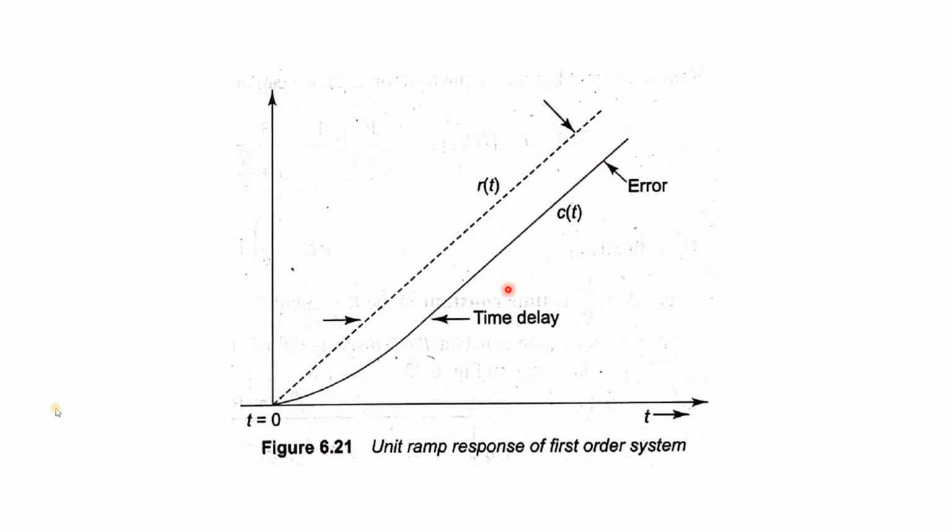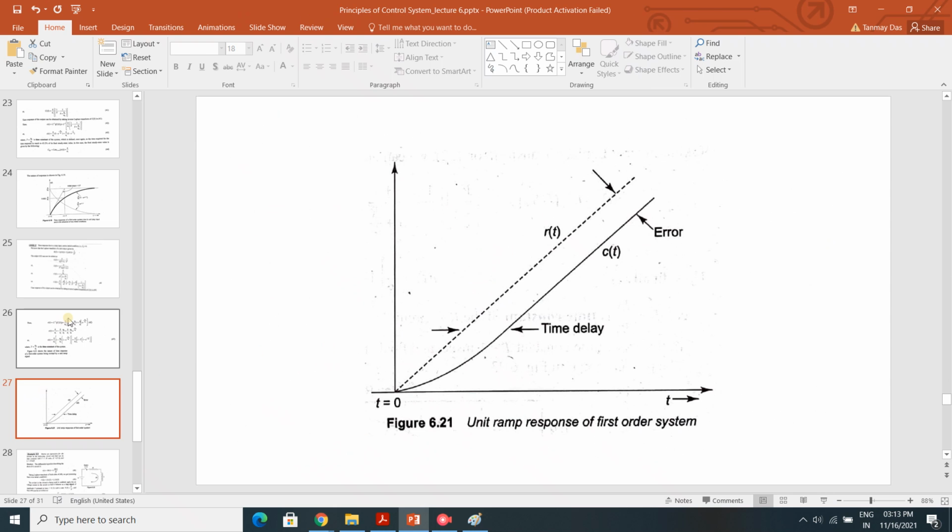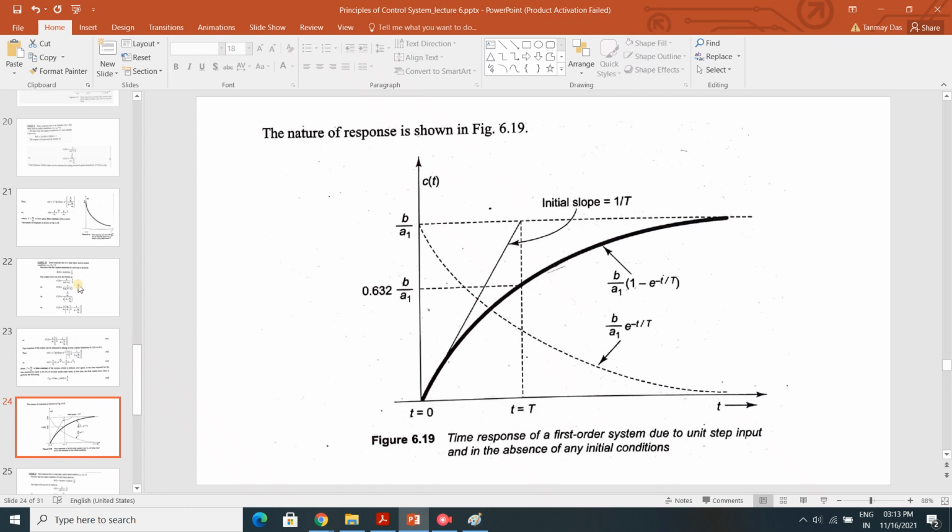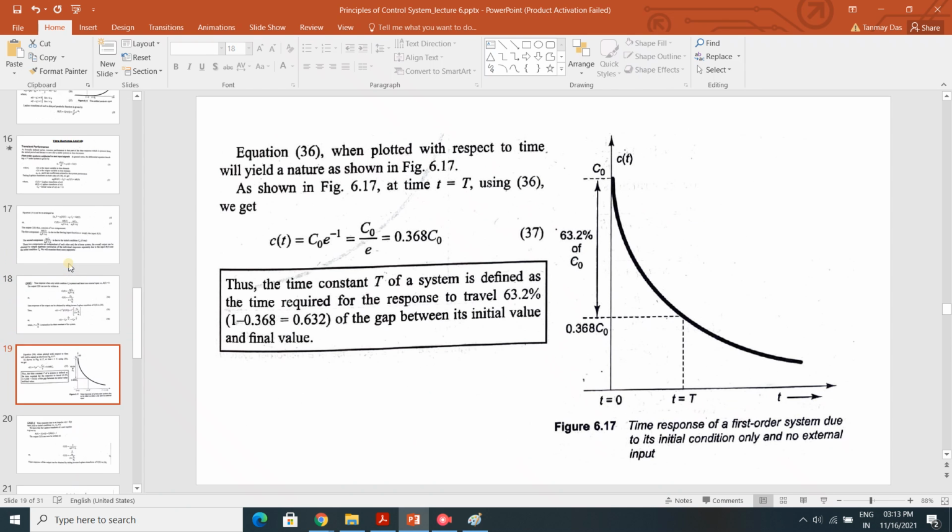And the last one, if it is a ramp signal, then it will be 1 by s square, then accordingly you will get a response like this. There is some numerical, so I will discuss it in the next class, otherwise it will be too saturated for you.